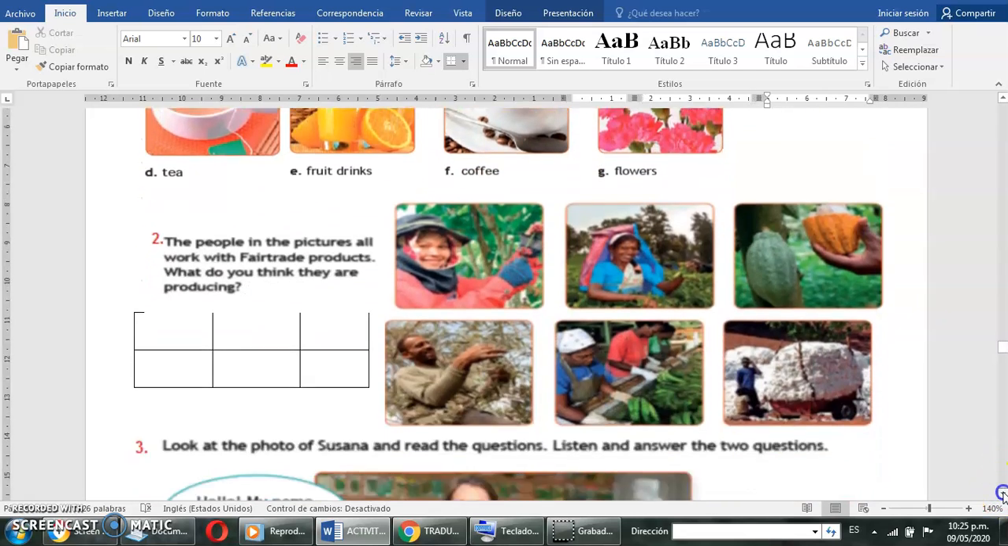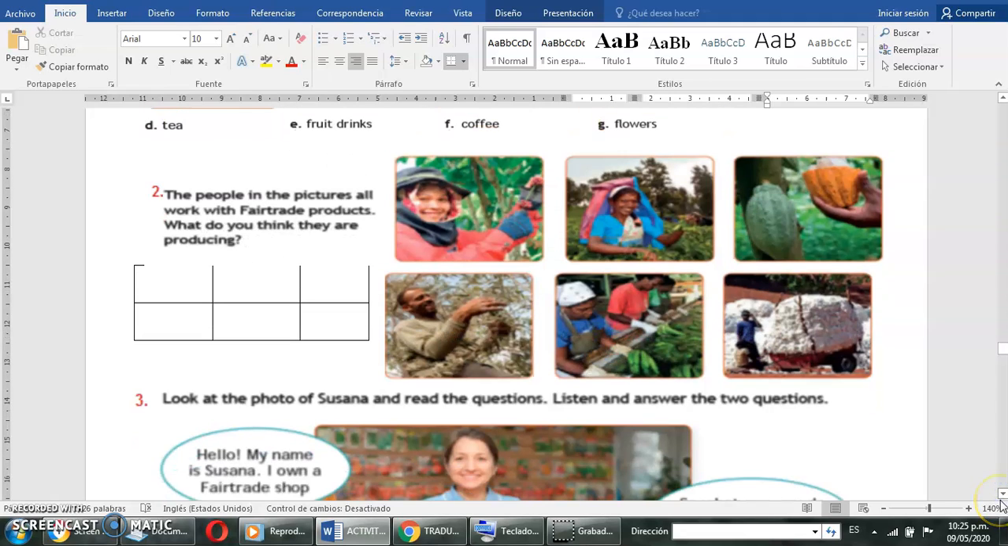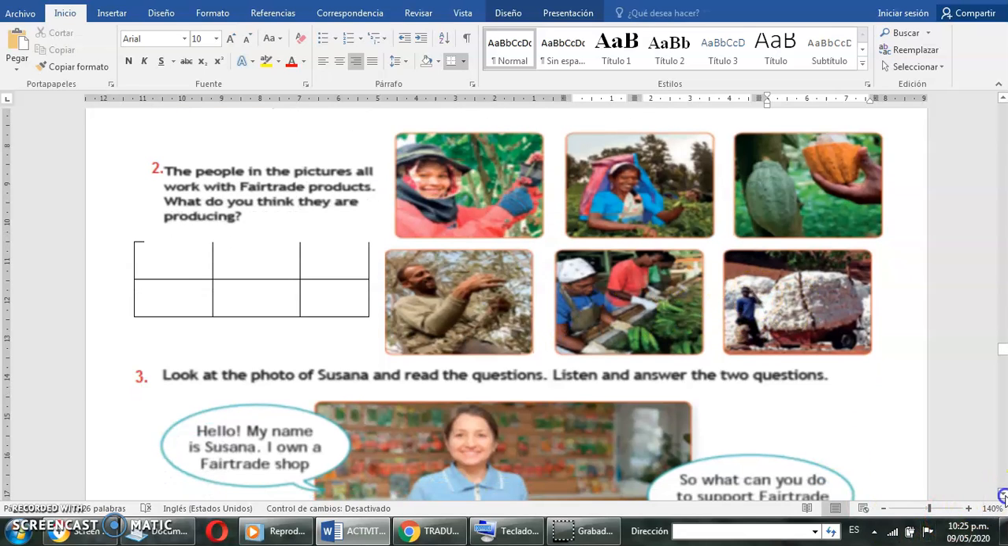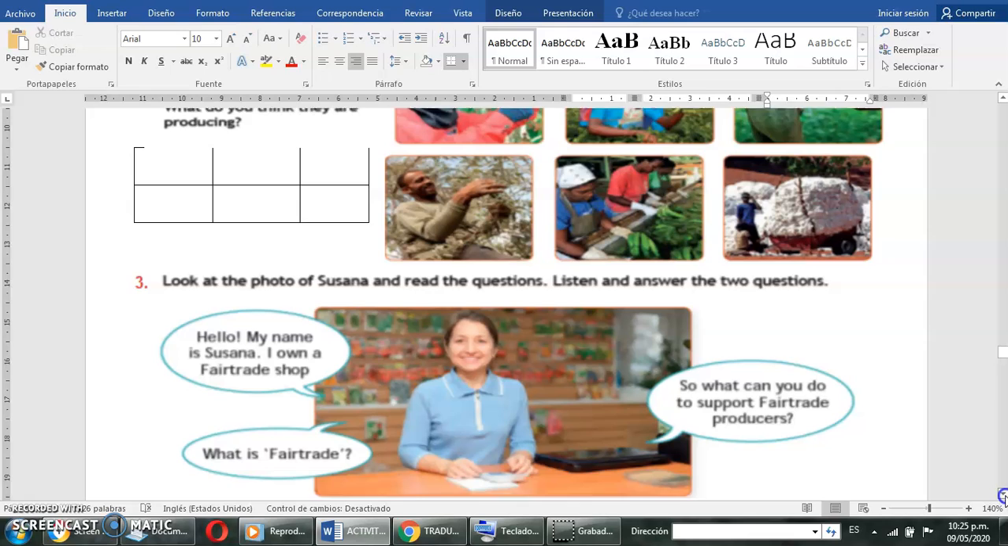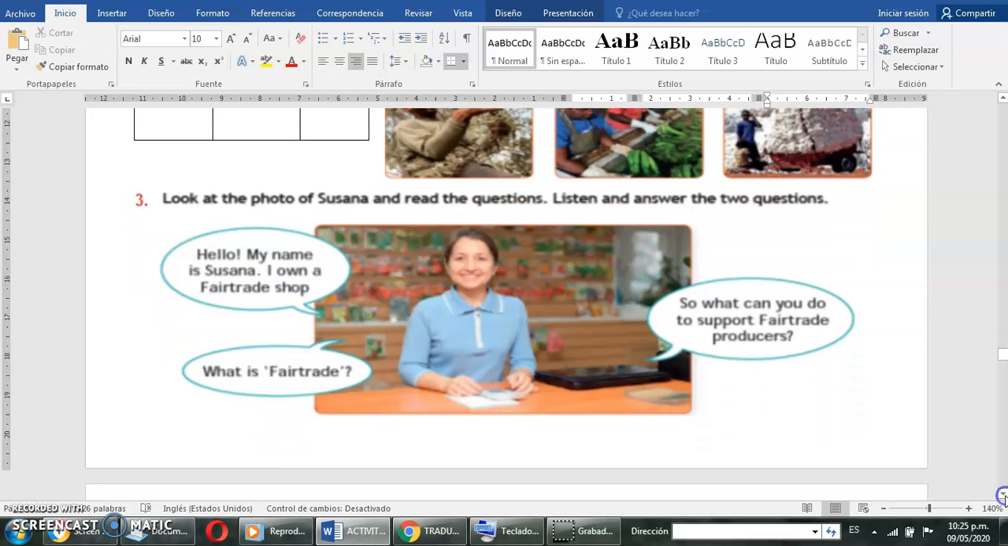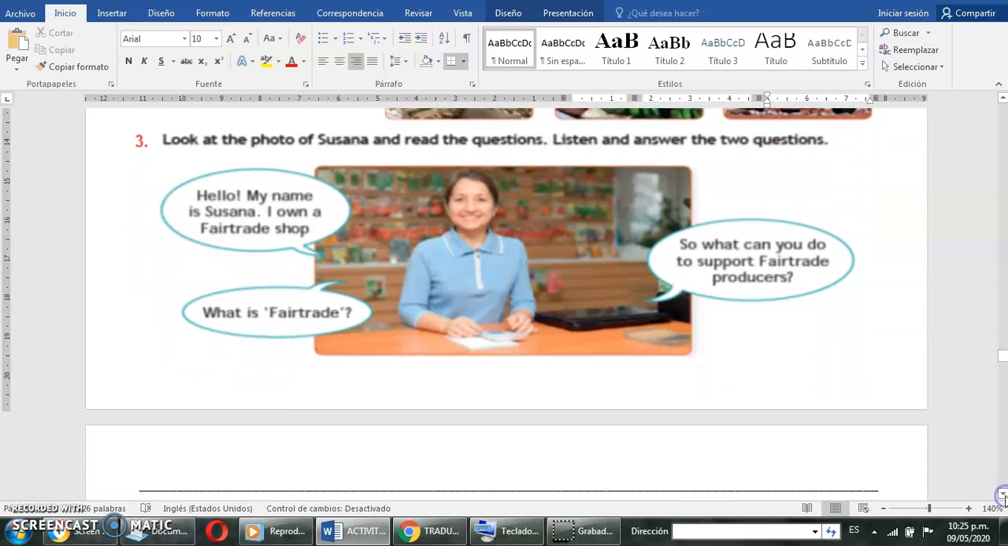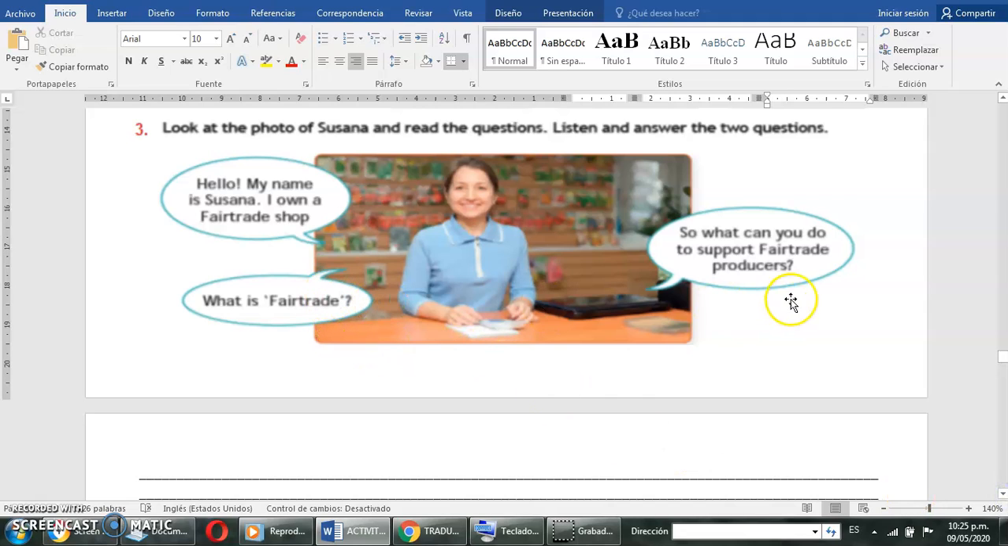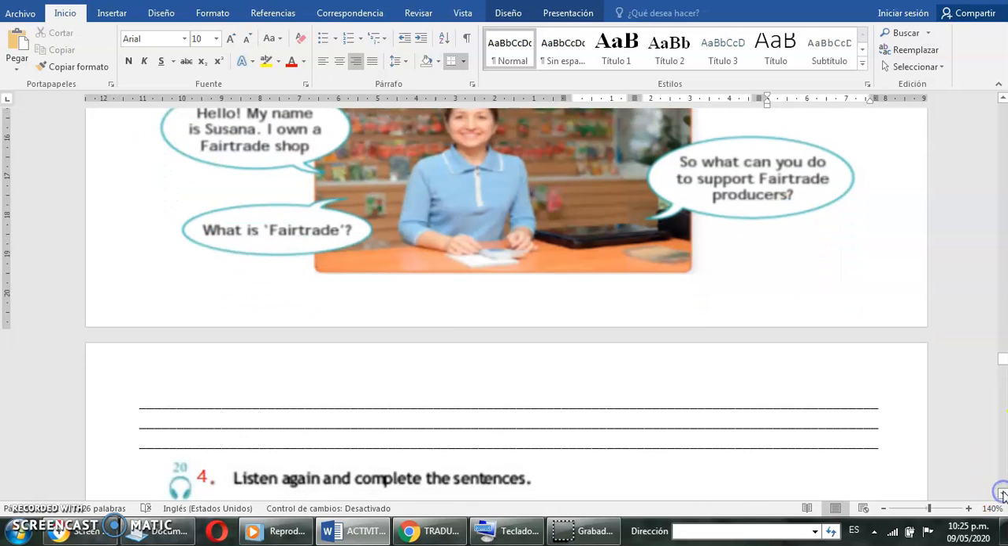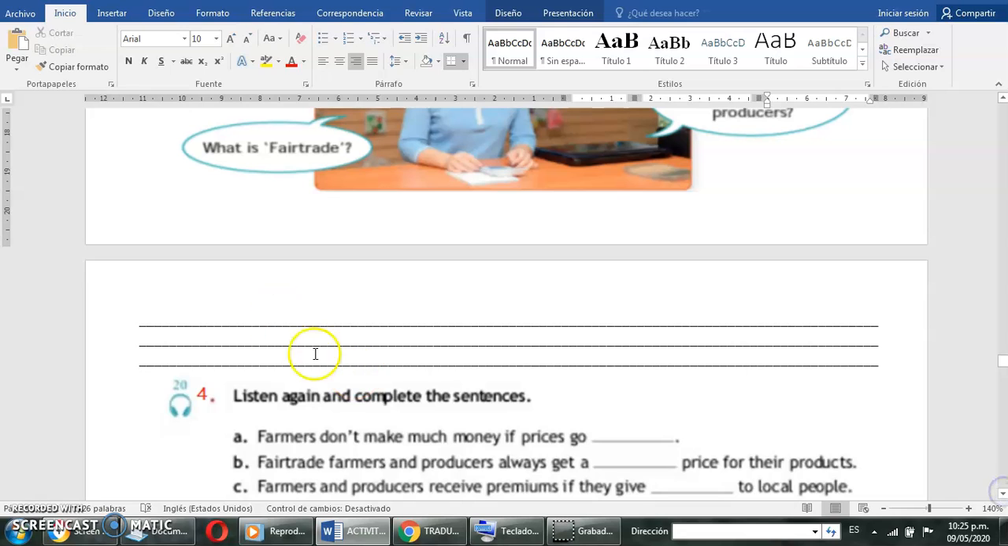And continue with the second. The people in the pictures all work with fair trade products. What do you think they are producing? Look at these pictures and imagine, predict. What do you think they are producing? Next, answer the two questions. What is fair trade? And what can you do to support fair trade producers? There are your own, your personal answers here, okay?